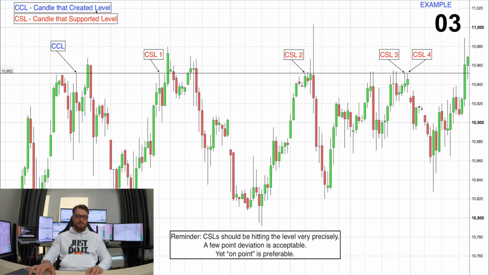A CCL is a candle that created a level, and a CSL is a candle that supported a level, or in other words, confirmed a level. So here is our CCL. Basically, this is the candle that created a level. This is CSL1, the first one that supported the level. Then here is the second one, here is the third one, and the fourth one. And these candles, the CSLs, must be right on point at the level. They cannot be above or beyond. These are exactly the ones that are confirming it 100%. Because these ones, for example, here are quite similar to these CSLs, but they are more like false breaks. These are more structures that you can actually trade.